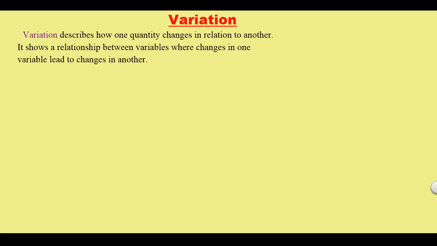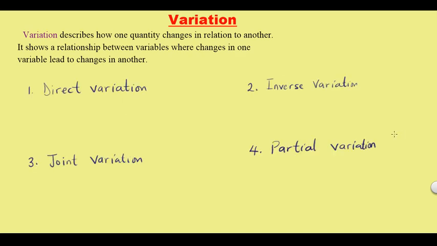There are four types of variation. They are direct variation, inverse variation, joint variation, and partial variation. Let's take them one by one.